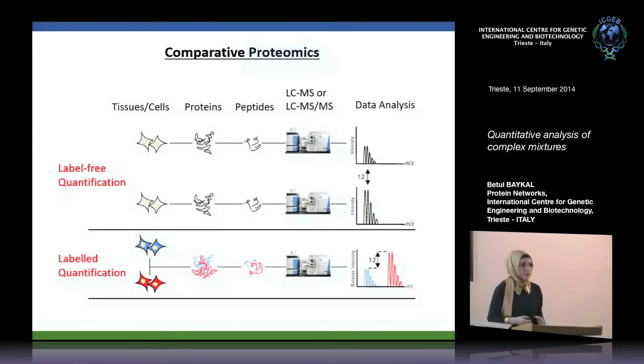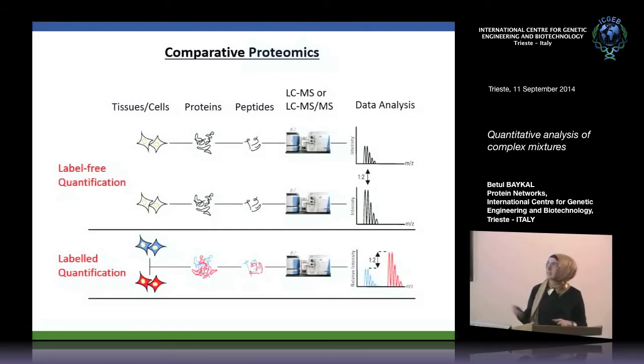So for comparative proteomics, there are 2 main techniques. One is label-free quantification, and the other is labeled quantification. In both of them, you start with cells or tissues. You extract the proteins out and you get the peptides. But in label-free quantification, you do 2 different runs. You start from 2 different samples, and then you get the data analysis.